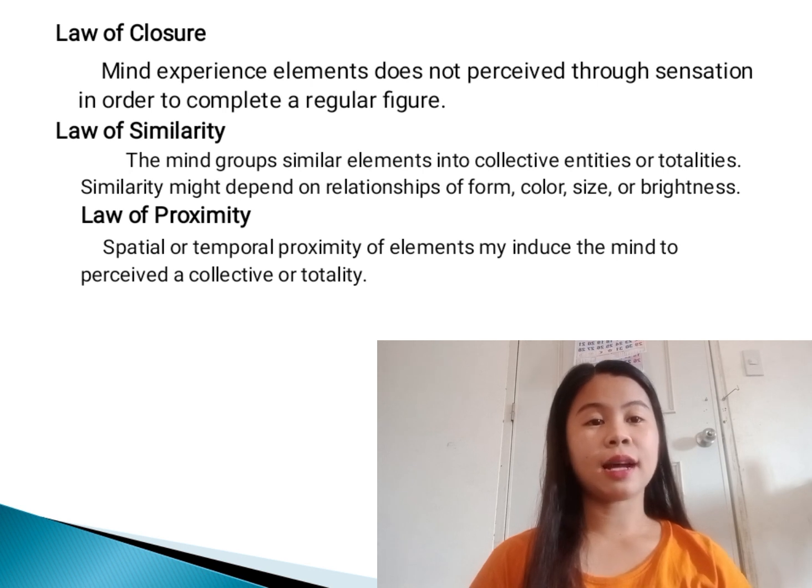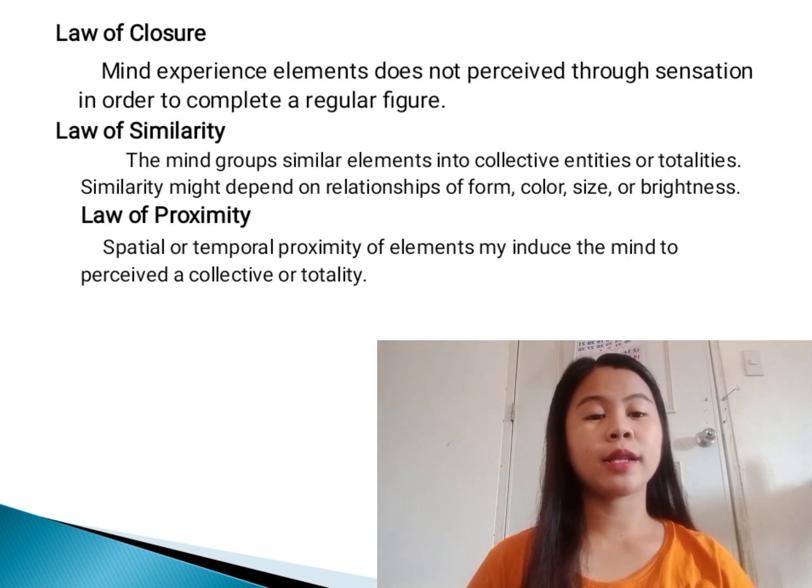And now let us discuss the different laws. Law of closure: the mind experiences elements it does not perceive through sensation in order to complete a regular figure. Law of similarity: the mind groups similar elements into collective entities or totalities. Similarity might depend on relationships of form, color, size, or brightness. Law of proximity: spatial or temporal proximity of elements may induce the mind to perceive a collective totality.